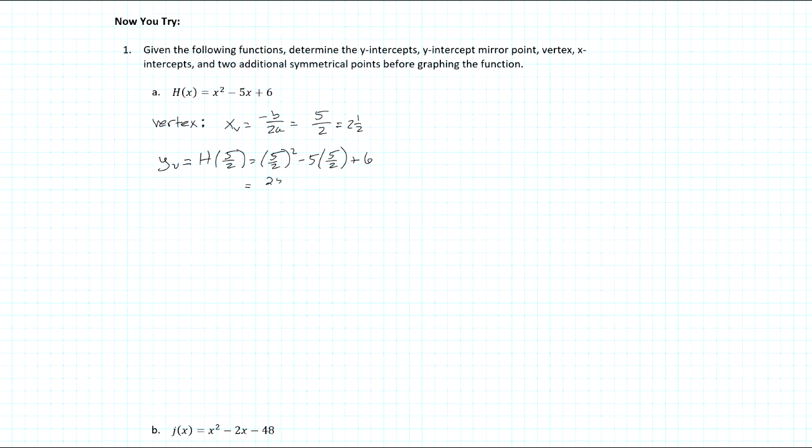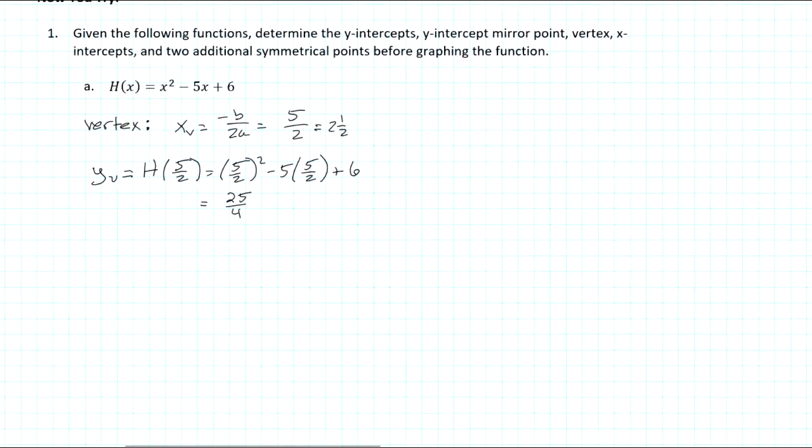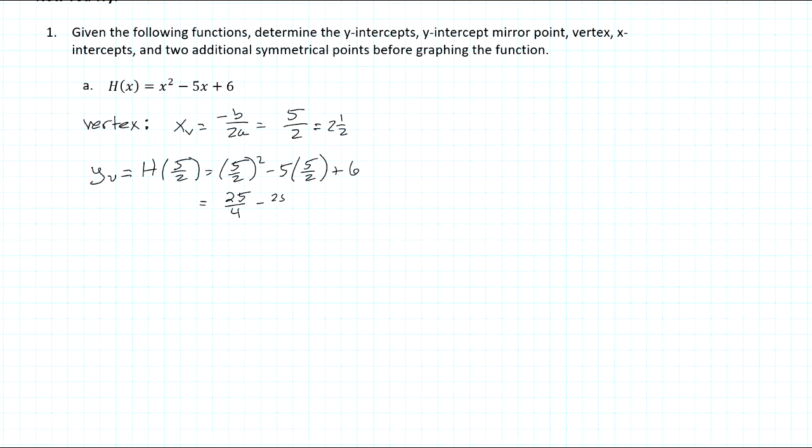We'll start simplifying this. We'll get 25 over 4 minus 25 over 2 plus 6. We need to get a common denominator. That'll be 25 over 4 minus 50 over 4 plus 24 over 4. I'm getting a common denominator with all three of these. Adding these up, we'll get negative 1/4.